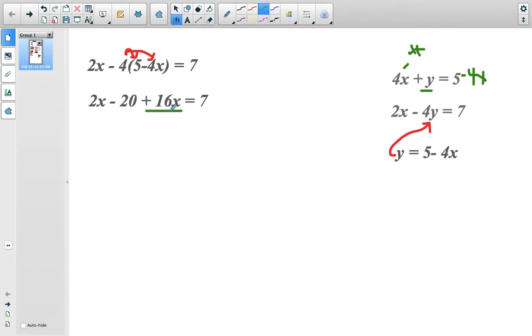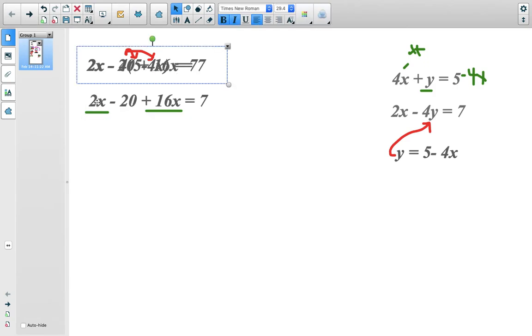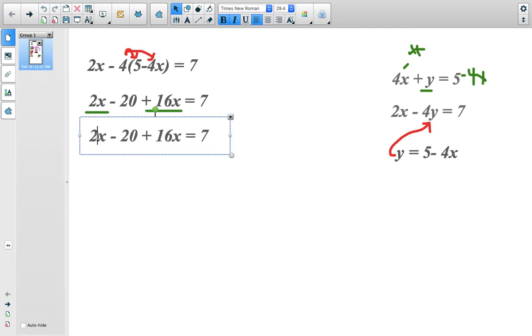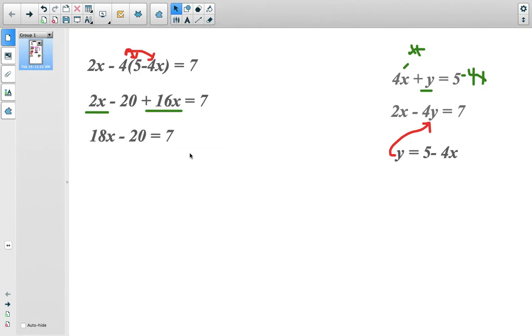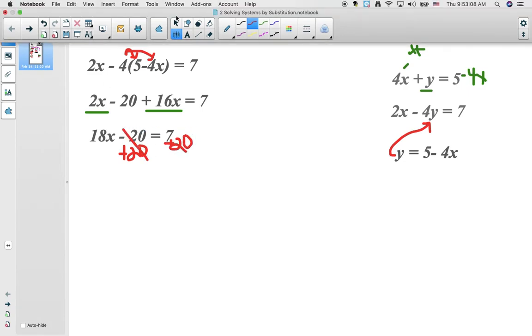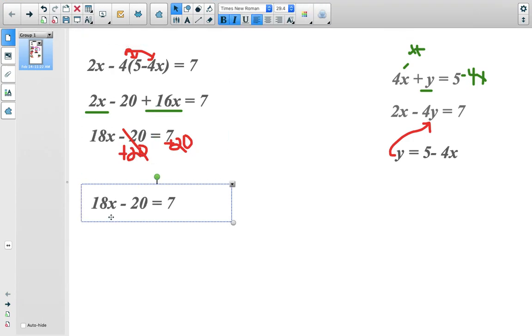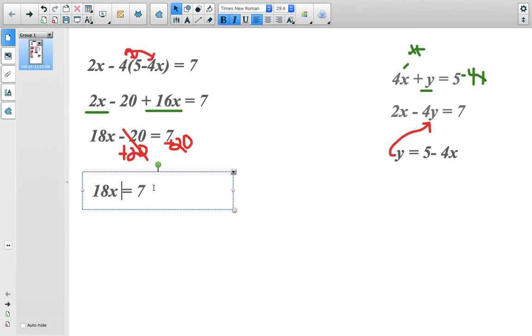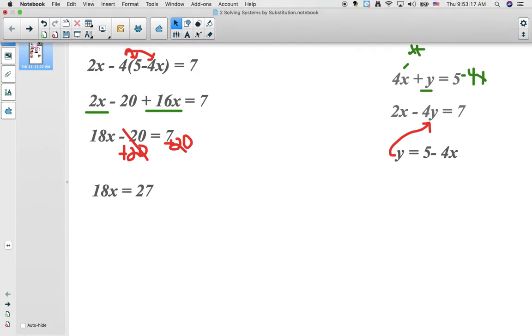Again, I have like terms. I've got 16x and 2x. So when I add those together, because this one's a positive, there's a plus in front of it, I get 18x minus 20 equals 7. So what do I do to both sides? I will add 20 to both sides, again, to get x by itself. Add 20. And what am I left with? 18x equals 27. And then divide both sides by 18.